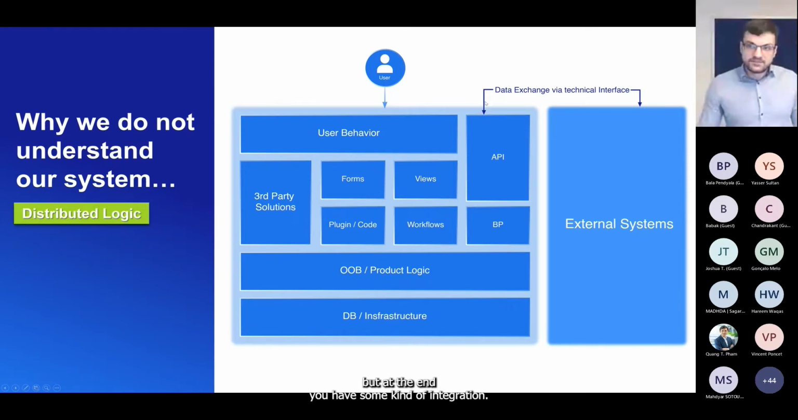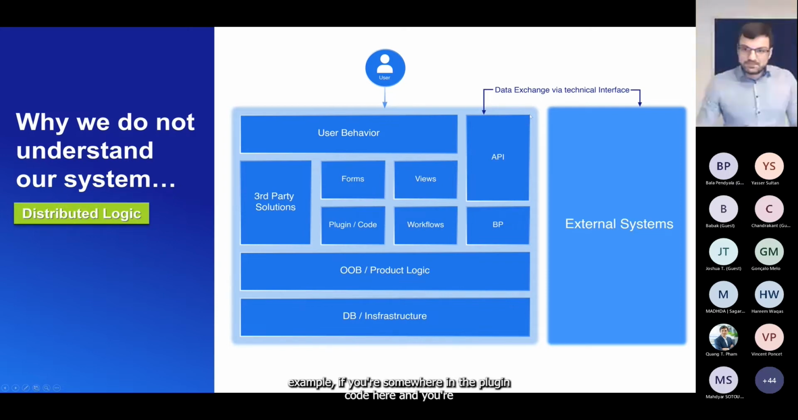But at the end, you have some kind of integration. So you're exchanging data with a different environment, a different system. This can be done directly or via Azure Service Bus or whatever. It can be very complicated. And this is what I meant when I said it's very hard to identify what the triggers are.